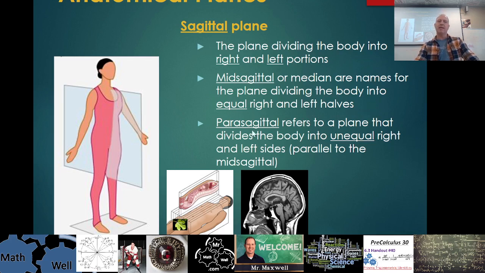And the parasagittal refers to the plane that divides the body into unequal right and left sides. As I mentioned, a plane that might intersect through your heart, let's say, slightly on your left side right here. So that wouldn't be equal left and right. That's parasagittal.